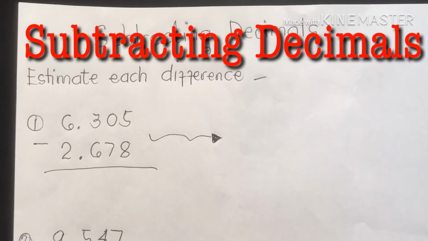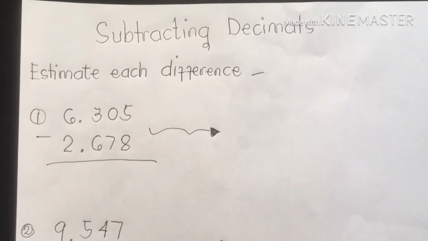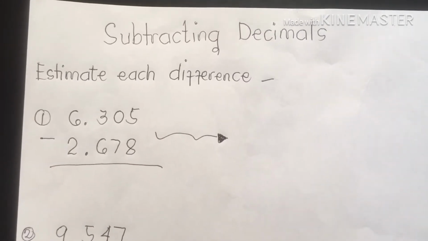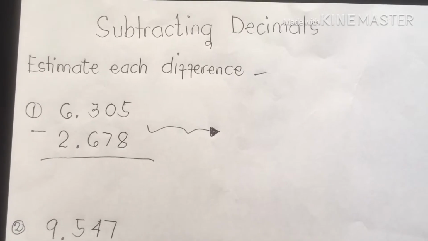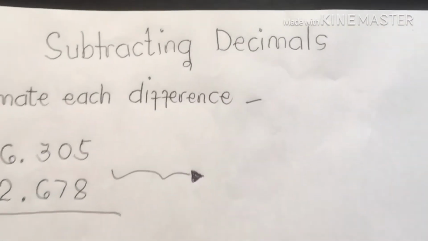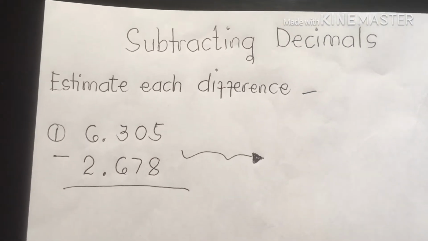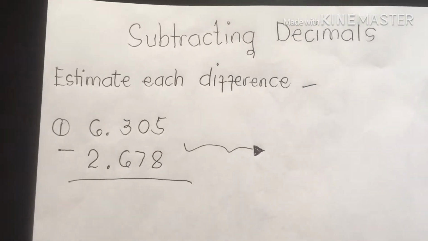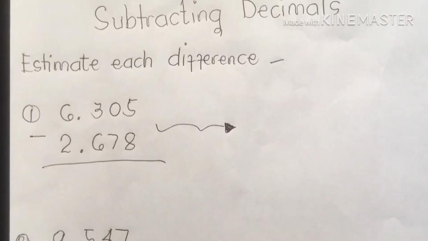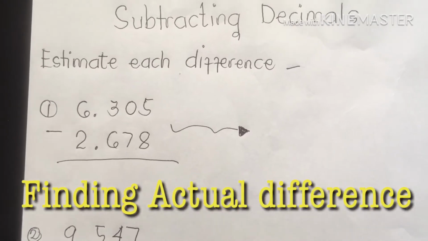Now we are going to discuss our new topic about subtracting decimals. And what is that, teacher Ram? Subtracting decimals, class, is when you subtract the minuend and the subtrahend so that you can get the final answer, or the final difference. And then right after getting the actual difference, we are also going to find the estimated difference. Okay, by how?